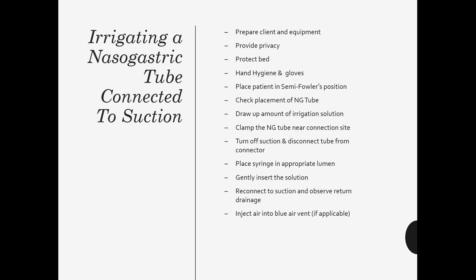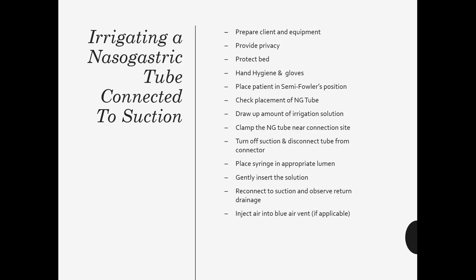And then you're going to place the syringe in the appropriate lumen. So if you have a Salem sump, you're going to put it in the clear part, not the blue part. And then you're going to gently insert the solution. You can do this just by gravity. And then you're going to reconnect to suction and observe return of the drainage. So you want to make sure that the solution that you just injected comes back out.